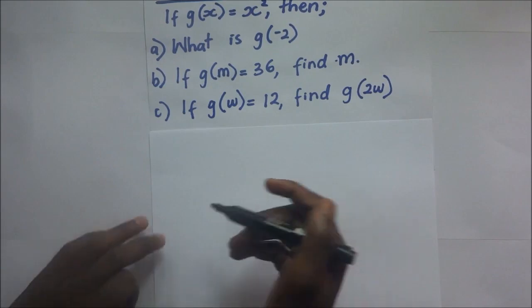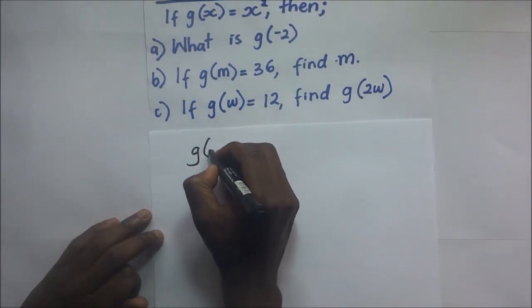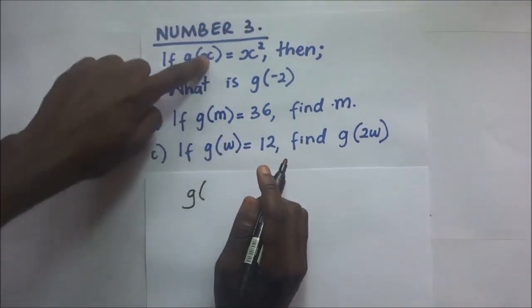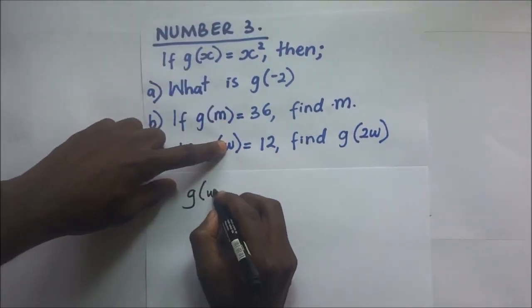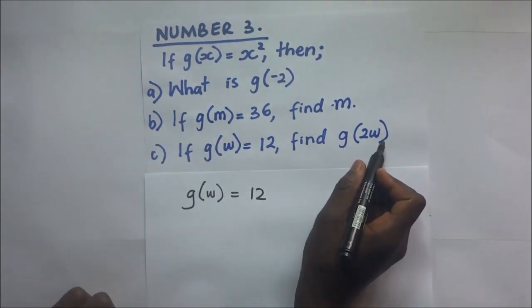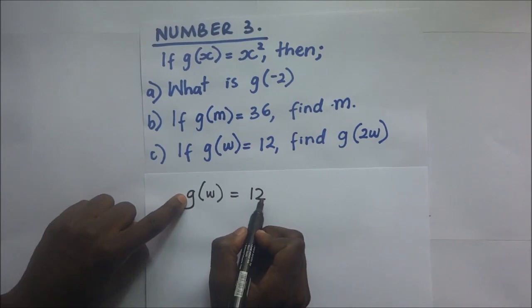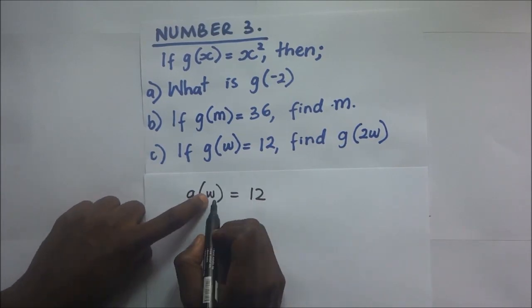Again, now g, the variable g, where the value of x in this case now has become w, is equal to 12. Find g of 2w. So g of w is equal to 12. So first of all, we seek to find the value of w.